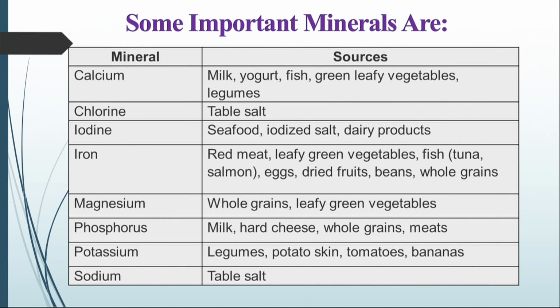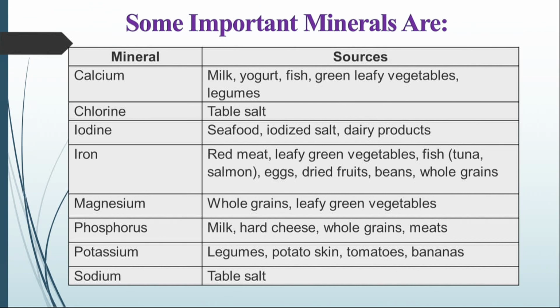Some important minerals that we must get in our diet. Calcium, which we can get from milk, yogurt, fish, green leafy vegetables, legumes. Chlorine, from table salt. Iodine, from seafood, iodized salt, and dairy products. Iron, from red meat, leafy green vegetables, fish like tuna and salmon, eggs, dried fruits, beans, and whole grains.